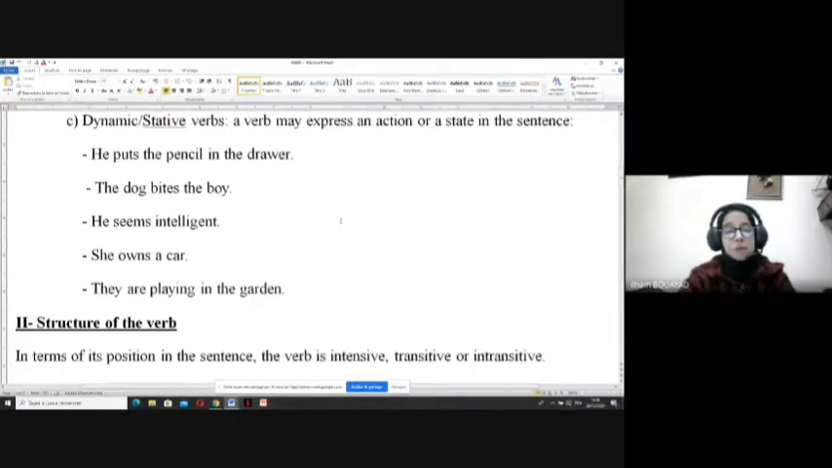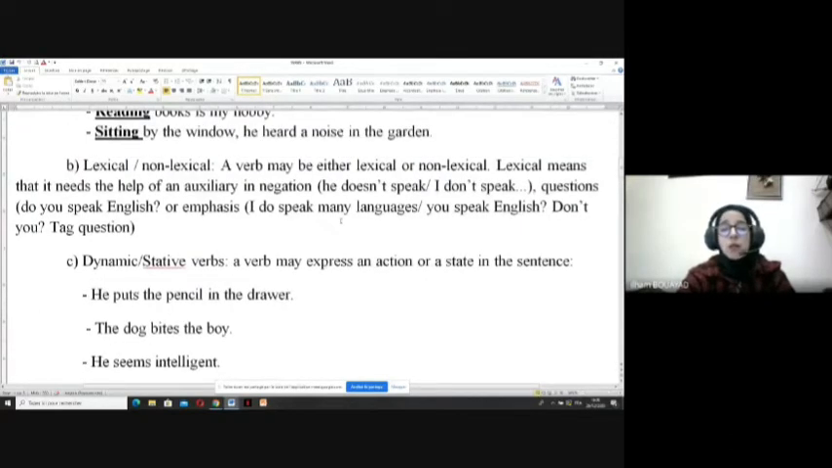Modals also are non-lexical, simply because they don't need auxiliaries to make questions. When I say, I can do it, can you do it? I must do it, must you do it? So we don't need any auxiliary to help in questions.